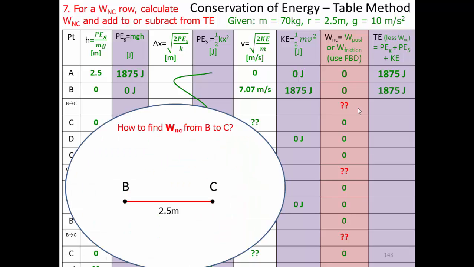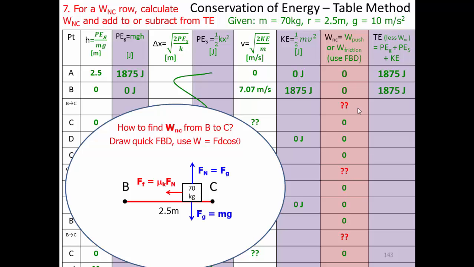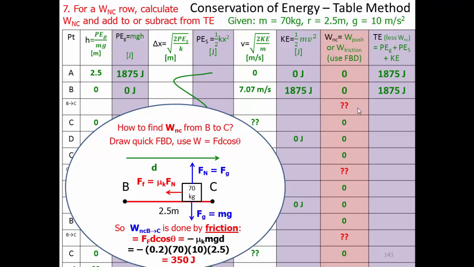Well, how do you figure out work non-conservative from B to C? Well, draw a free body diagram. Whenever you have work non-conservative, draw a free body diagram. It's based on non-conservative forces. So we've already seen this free body diagram before, so I won't explain it again. We saw this when we did the energy equation method, and we figured out the numbers that were associated with that.